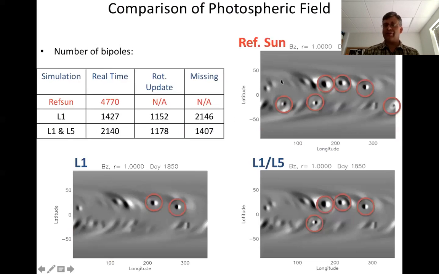As an illustration of what the photospheric field looks like, on the top right-hand side, we see 6 bipoles that emerge in the reference sun simulation within 5 days of this time that we're looking at. If you look at the L1 simulation with its limited field of view, only 2 of these bipoles would be observable. So only 2 of them could have been included. In terms of L1 plus L5, due to the extended 60 degrees of longitudinal coverage, moving to the left in this case, 4 of the bipoles are able to be included. So this illustrates that by having an L5 magnetogram, the situation is much more accurate.